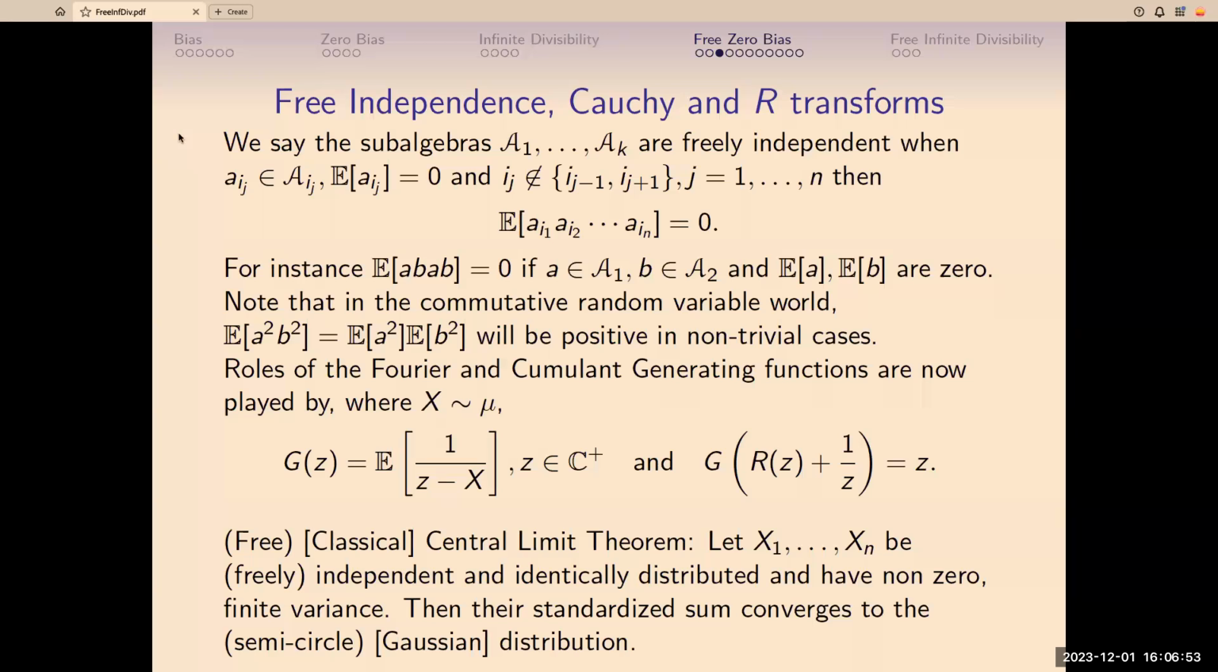Why do you think it's called free? It's called free because the elements of the algebra obey no algebraic relations. They're free of any algebraic relations among them. They don't satisfy anything like a squared b equals c. They're free to do whatever they want. You're not constrained. That's why it's free. And this has nothing to do with fuzzy probability. It's completely different.